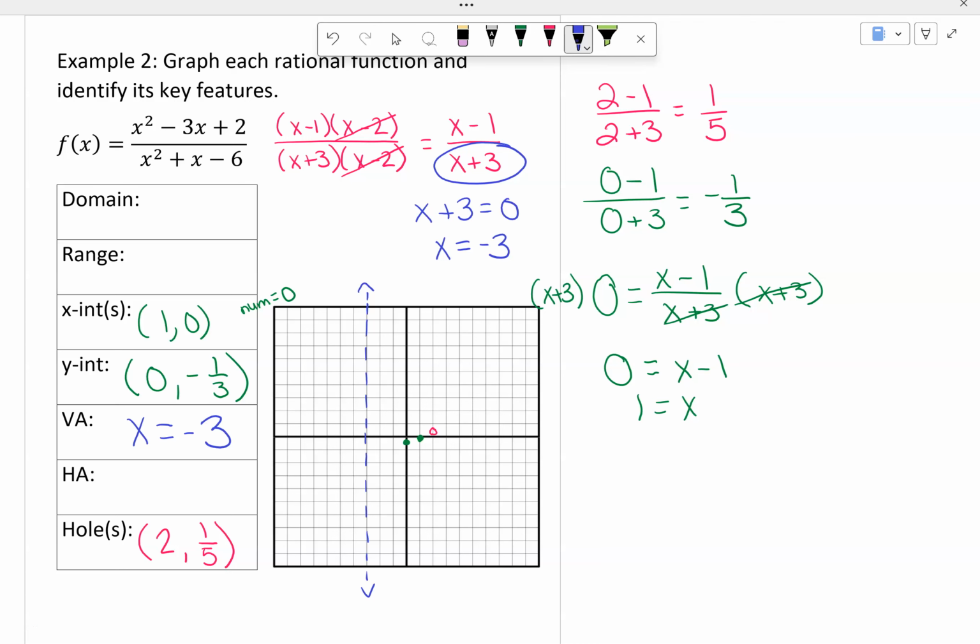So remember, you need the degree on top and the degree on bottom. So the highest exponent, which is the degree, is 1. Bottom, the highest exponent, is 1. So remember, that's when you divide leading coefficients, and these are both understood to be 1. So y equals 1.